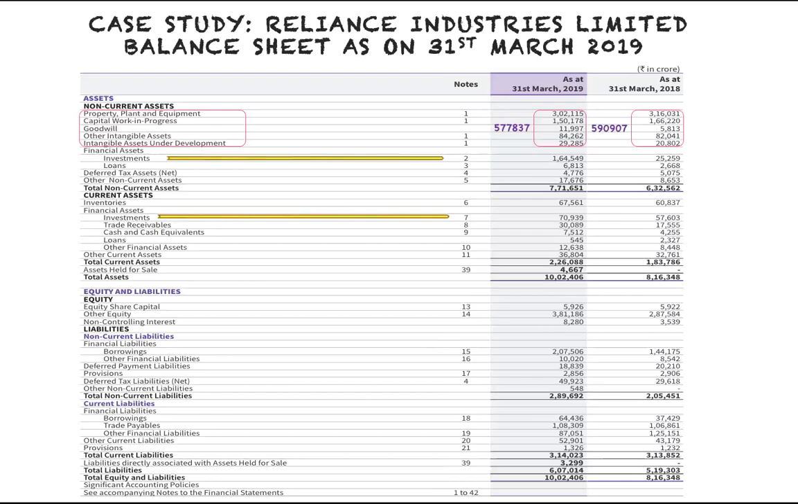So the next item is investments. 1,64,000 crore under non-current assets means more than 12 months maturity, and those maturing within 12 months from balance sheet date, below under current assets, is 70,000 crore versus previous year's 57,000 crore. So if you see note number 2 and 5, note number 7, you will know more details about it. Let's go and see these notes.